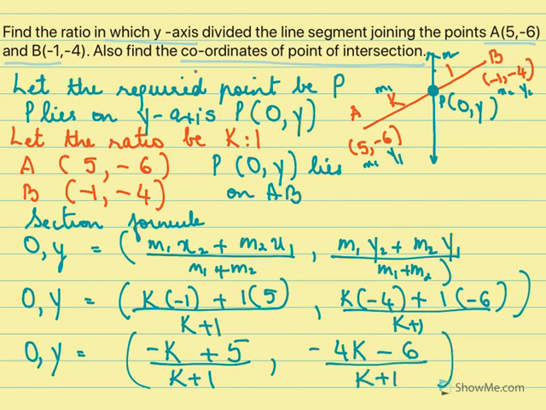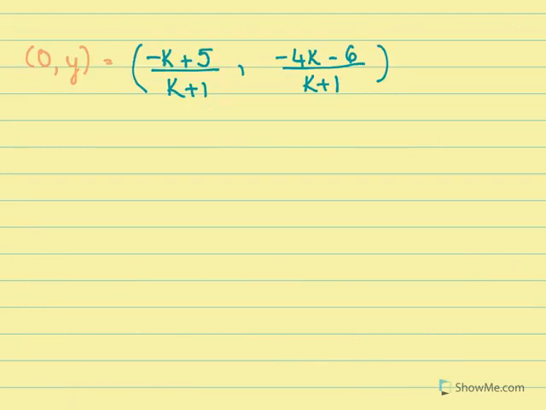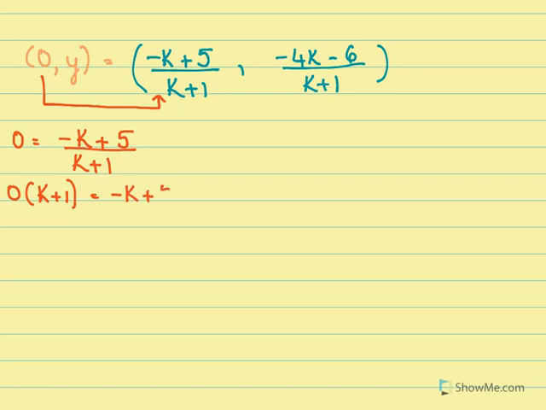Now we'll equate the x coordinates, since we know the x coordinate. This x will be equal to this x, so we have 0 equal to (-k + 5) over (k + 1). So 0 into (k + 1) equals -k + 5, so k equals 5. So the ratio is 5 is to 1.